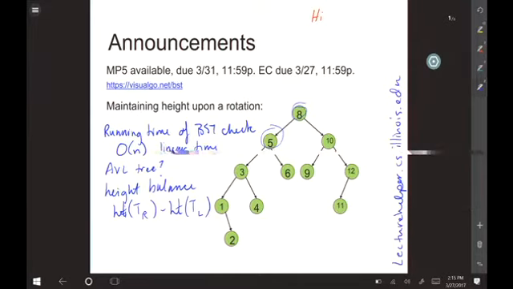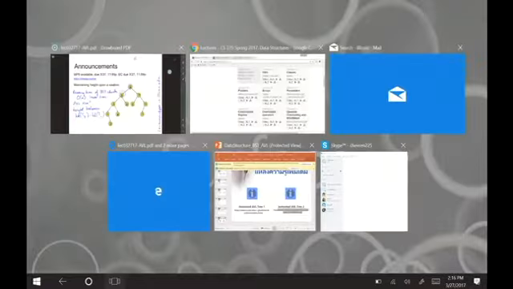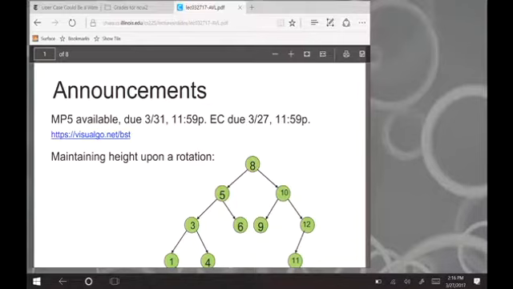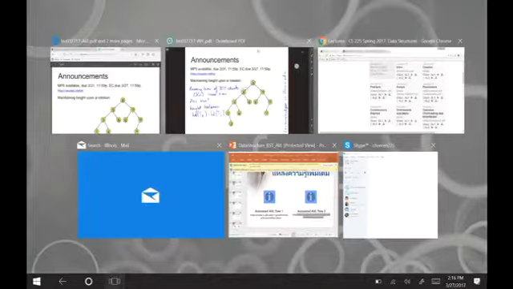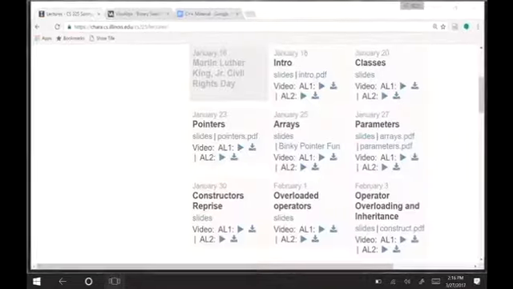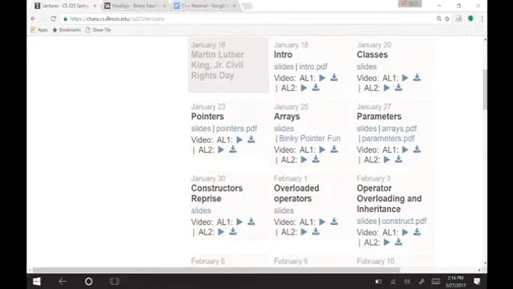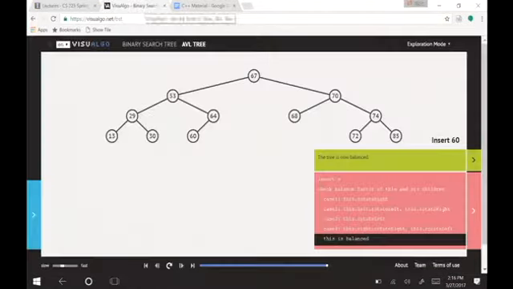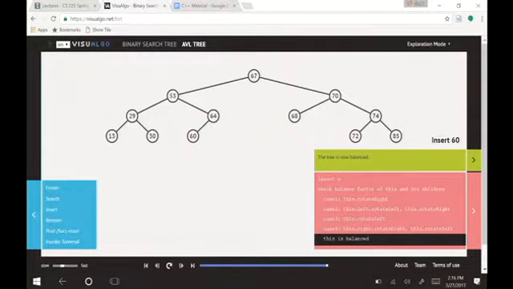Okay, so here's what I want to do next. I want to play with these things just a little bit. See if I can find it somewhere. I had it open. Here we go.